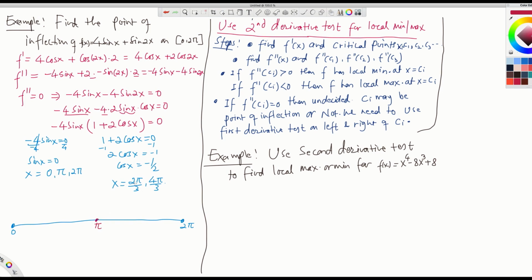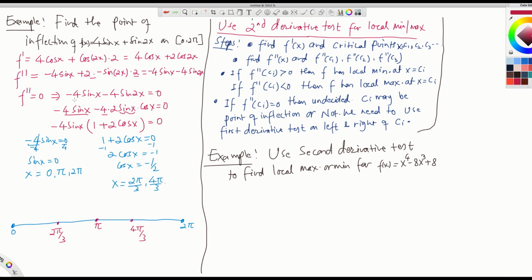So 2 pi over 3, is it bigger than pi or smaller than pi? 2 over 3 is less than 1, so 2 pi over 3 is less than pi. It is somewhere here. And 4 pi over 3 is bigger than pi, so 4 pi over 3 will be somewhere here.